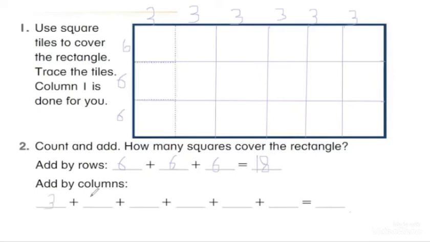3 plus 3, 6. 3 more, 9. 3 more, 12. 3 more, 15. Excellent. And 3 more, who can tell me? 18. Excellent. So we have 18 square tiles cover the area inside the rectangle.